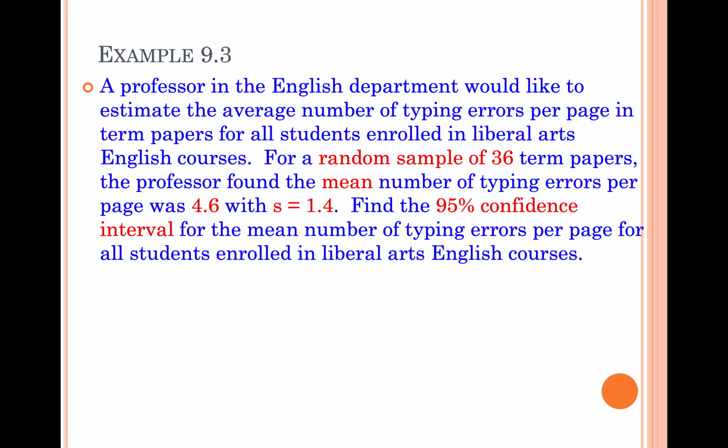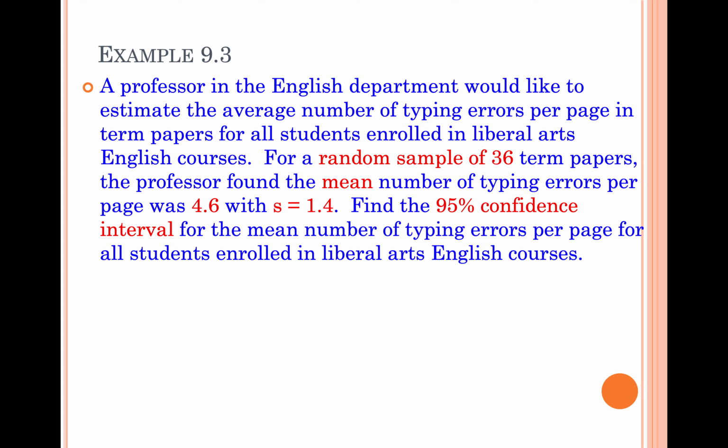A professor in the English department would like to estimate the average number of typing errors per page in term papers for all students enrolled in liberal arts English courses. For a random sample of 36 term papers, the professor found the mean number of typing errors per page was 4.6 with a standard deviation S of 1.4.